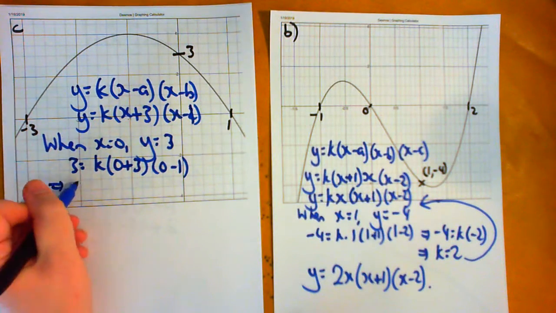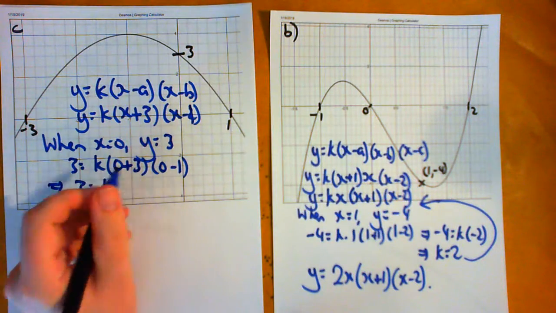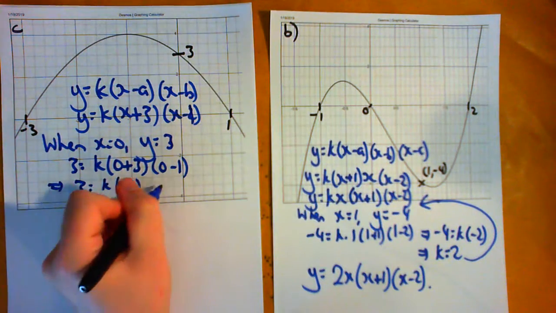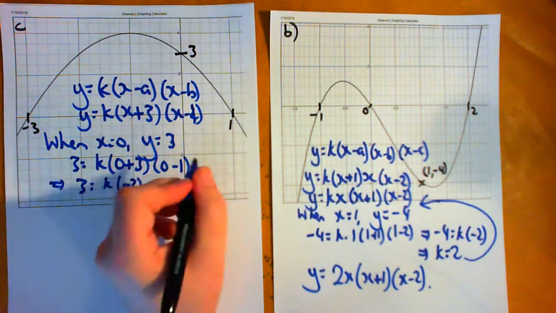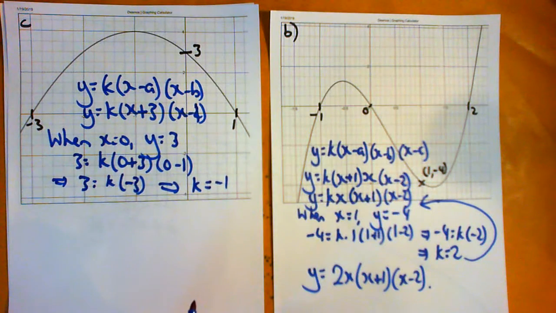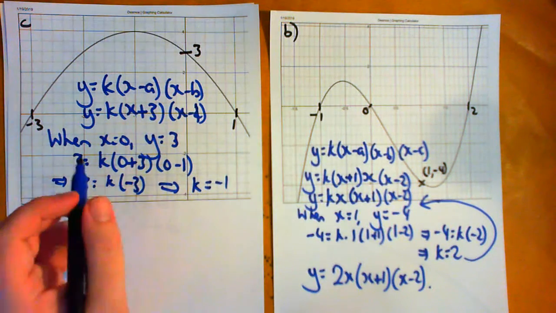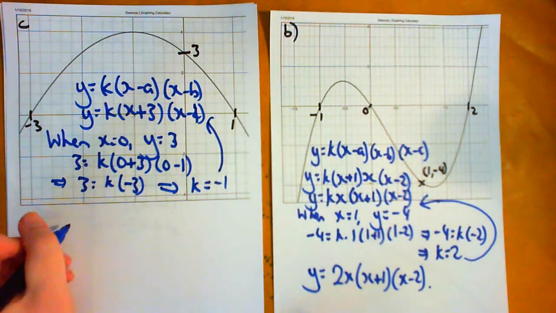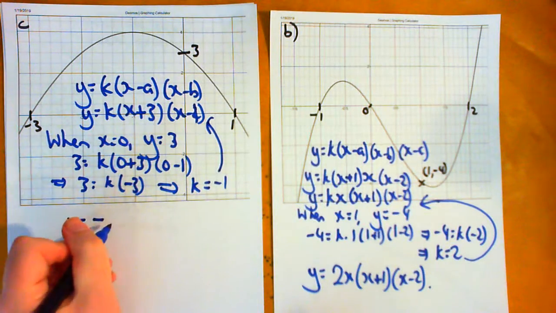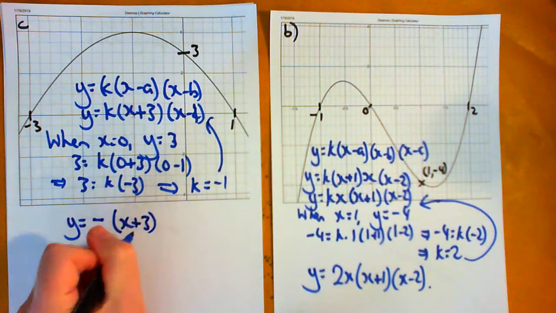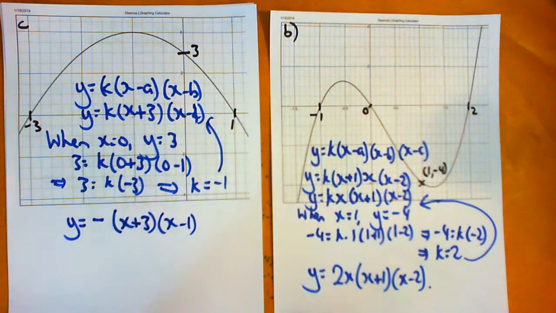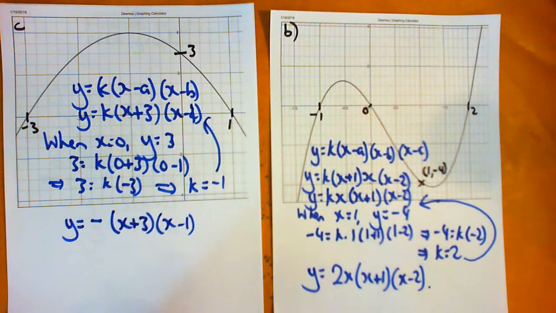Okay, so therefore 3 equals k times 3 times negative 1, which is negative 3. And if we divide that through by negative 3, we get k equals negative 1. We are expecting a negative there because that is an upside down parabola. So if we substitute that back into this line, we've got y equals k is negative. Don't need to write the 1, but we do need to put in the negative, plus 3 times x minus 1. Okay, so that's the equation of that parabola.